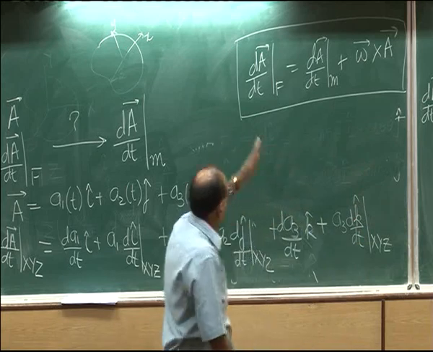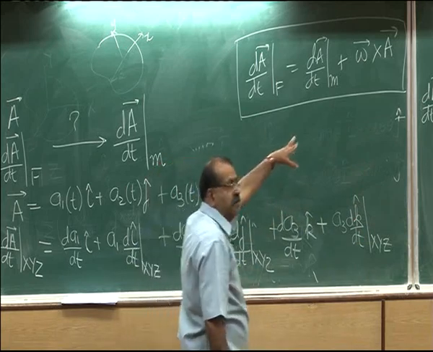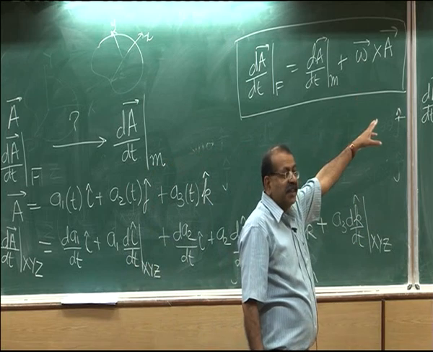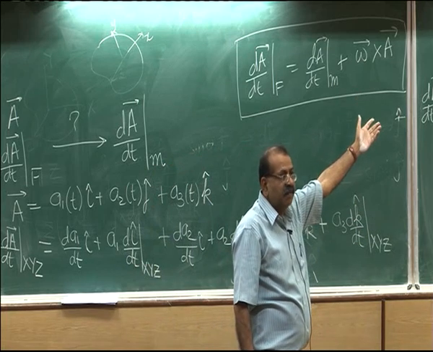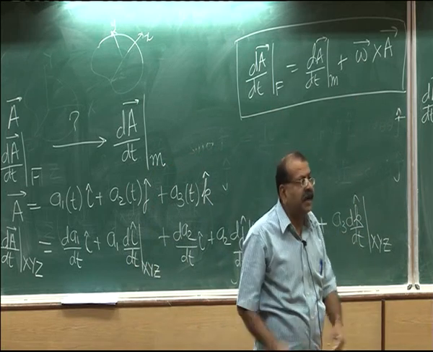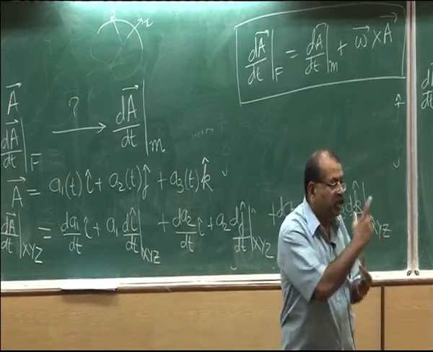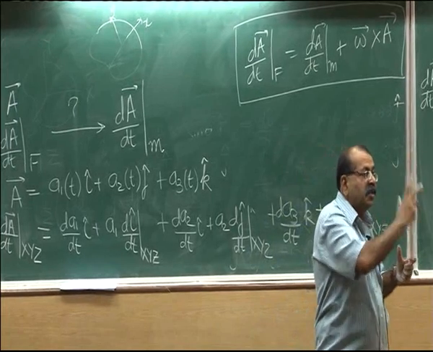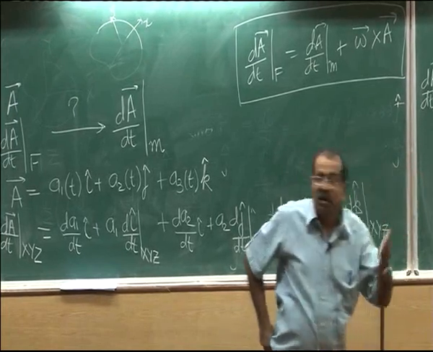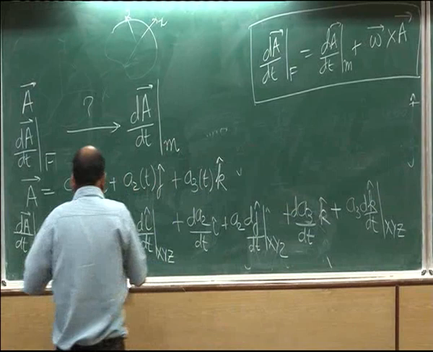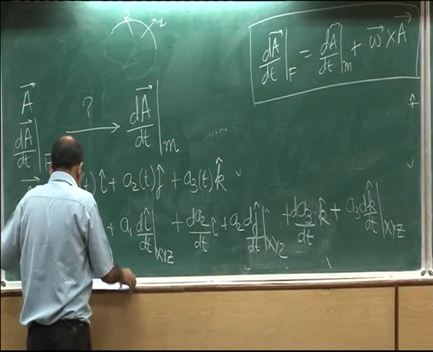Now this also tells you one more thing: if the frame M is translating, then its omega will be 0, and then the dA by dt which you will get with respect to the two frames will be same, because this change is coming only because the moving frame is rotating, its axis is changing its direction.